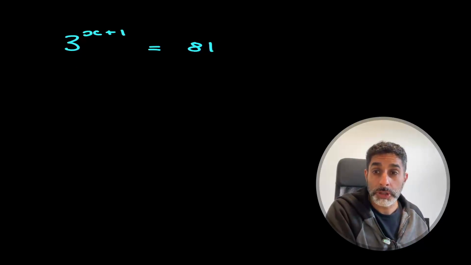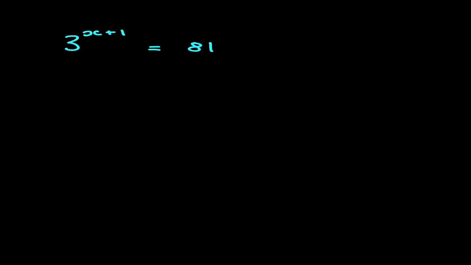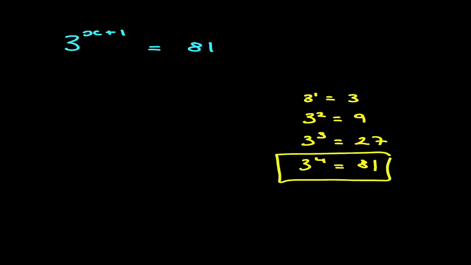So let's write out all the powers of 3. 3 to the power of 1, for instance, is just 3. 3 to the power of 2 is 3 times 3, which is 9. 3 cubed, 3 times 3 times 3, is 27. 3 to the power of 4, so that's 3 times 3 times 3 times 3, that's 81. So bingo, we could use that. So instead of writing 81, we could write that as 3 to the power of 4, because that's what 81 is. So let's do that.